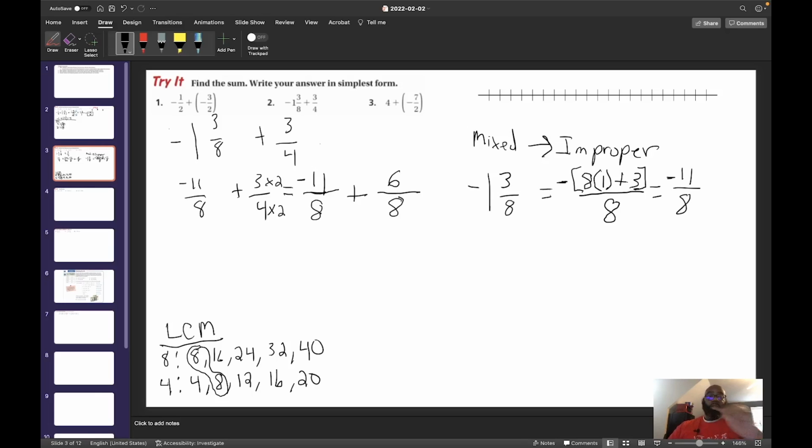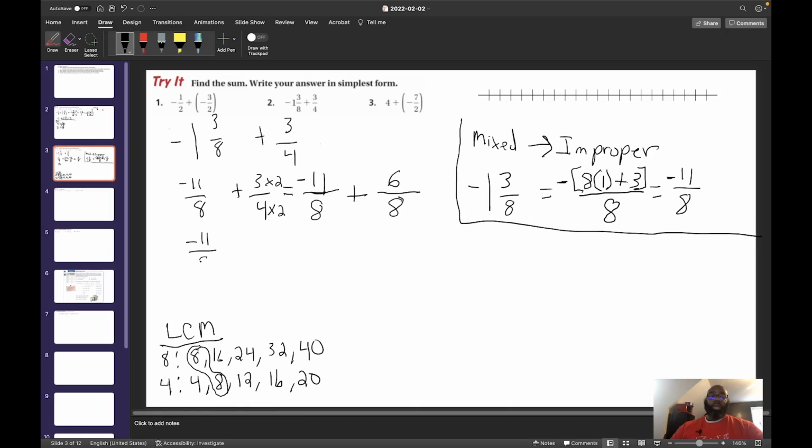All right? So, just block that off there. So let's come down here, negative 11 over 8 plus 6 over 8. We have common denominators now. So the answer is going to be something over 8. Now we just need to find this numerator. The way we'll find this numerator is we will just add the numerators, right? So it'll be negative 11 plus 6.